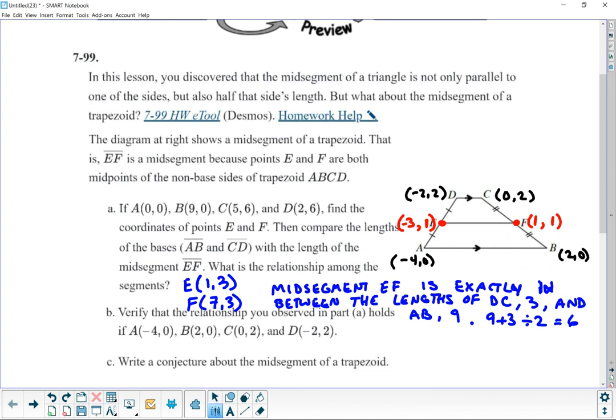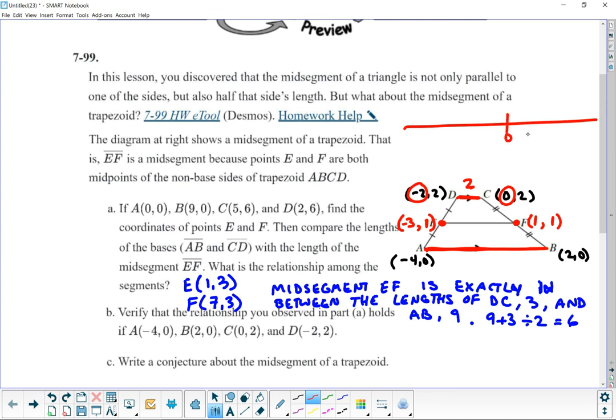And let's verify this. Let's count. From -2 all the way to 0, how long is this piece? This piece is 2 units long. And then from -4 all the way to 2, how long is this piece? You can go from -4 on a number line. Here's 0, here's 2, and here's -4. How long is it between -4 and 2? What is this distance here? That's 6. So this distance is actually 6.